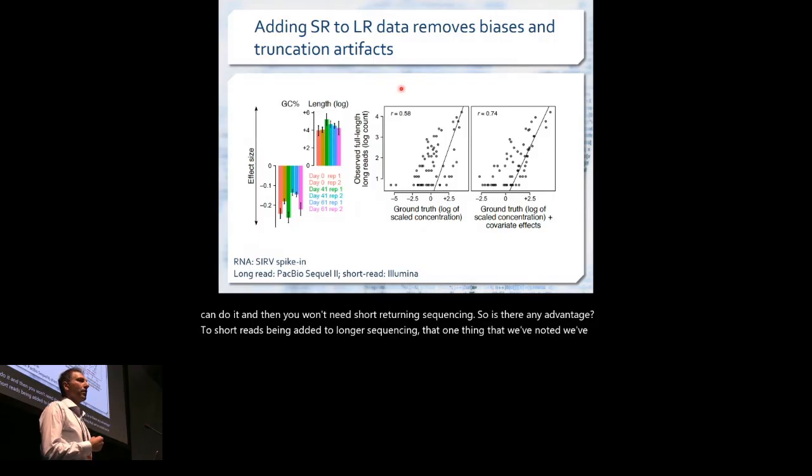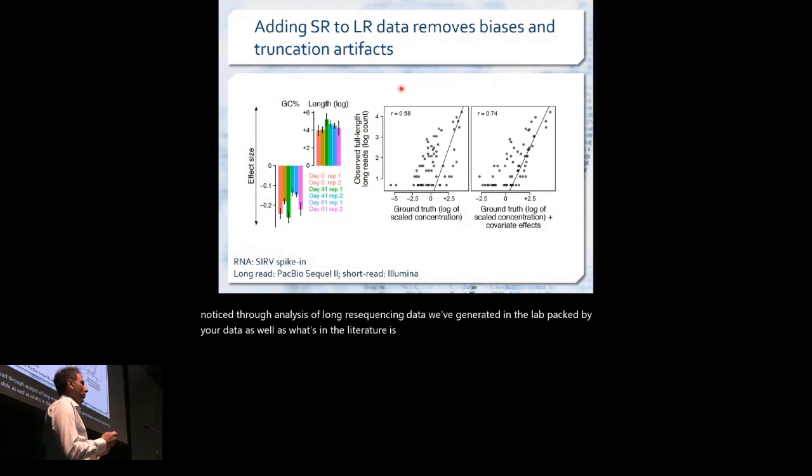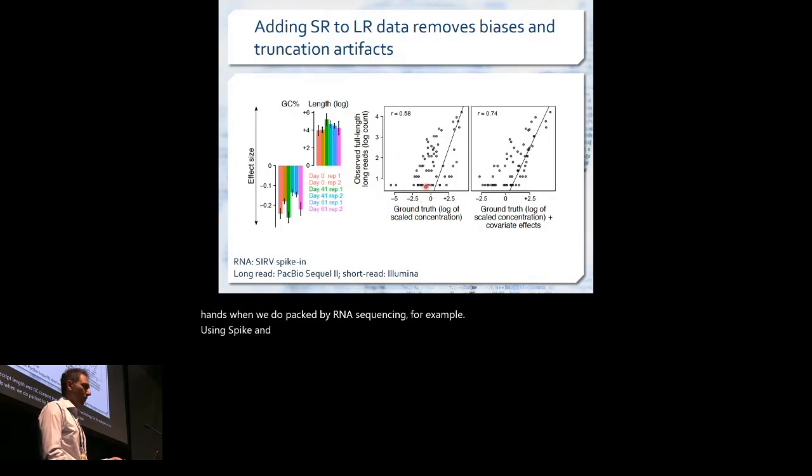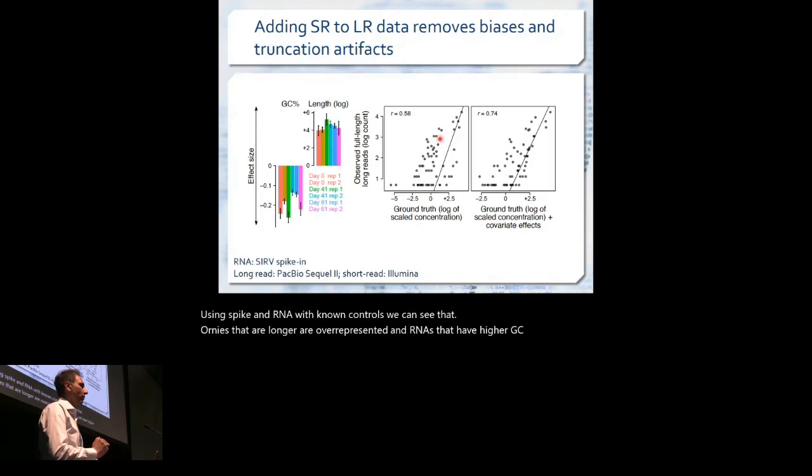through analysis of long read sequencing data we've generated in the lab, PacBio data, as well as what's in the literature, is that there's quite a bit of bias in terms of transcript length and GC content that is captured by these technologies. So for example, in our hands, when we do PacBio RNA sequencing, for example, using spike-in RNA with known controls, we can see that RNAs that are longer are overrepresented, and RNAs that have higher GC content are underrepresented.